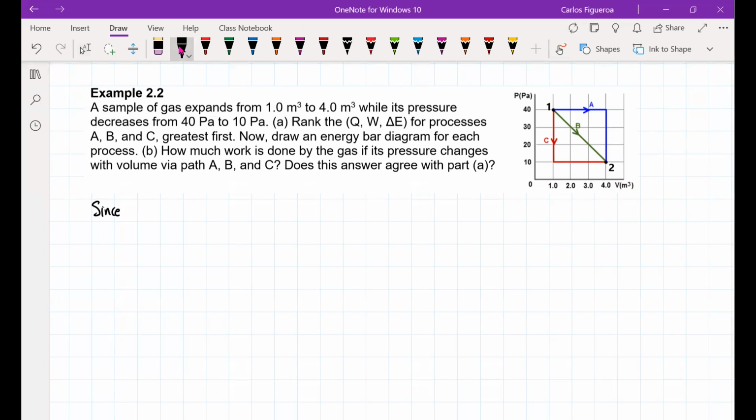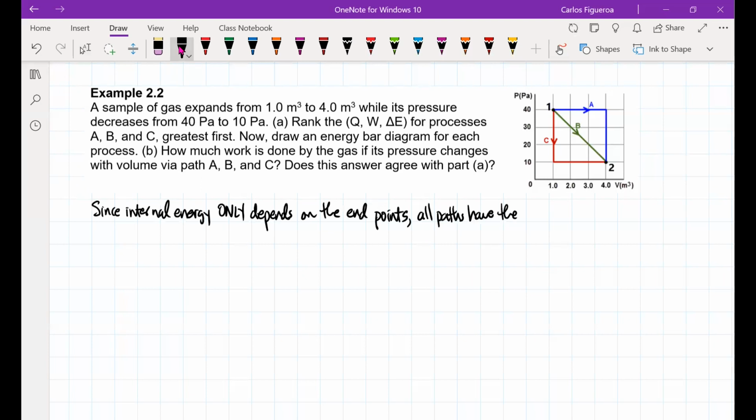Since internal energy only depends on the endpoint, in other words, it's path independent, all paths have the same change in internal energy.